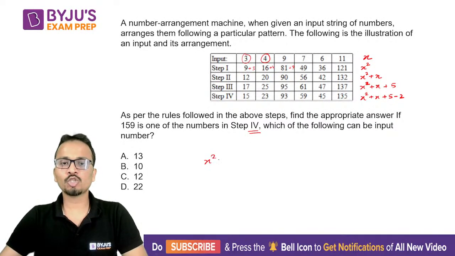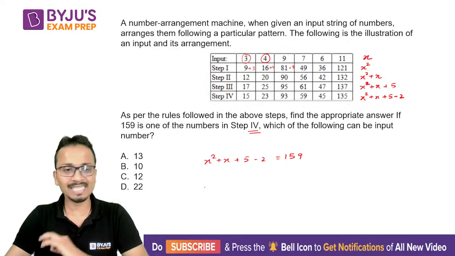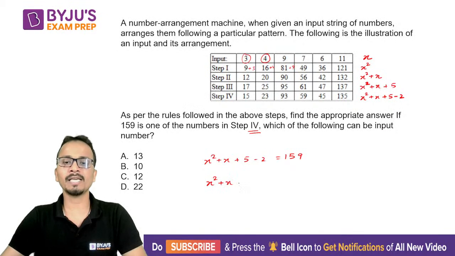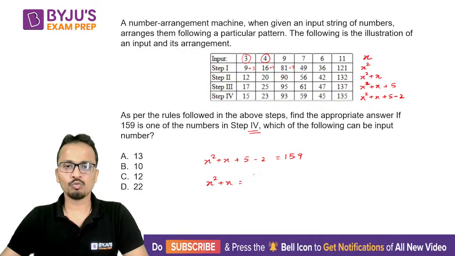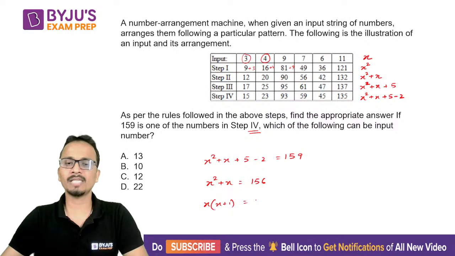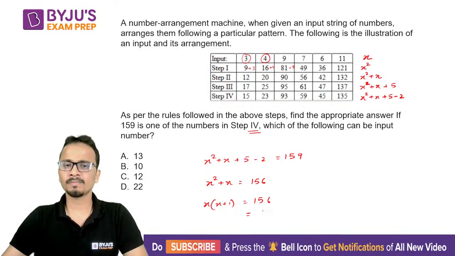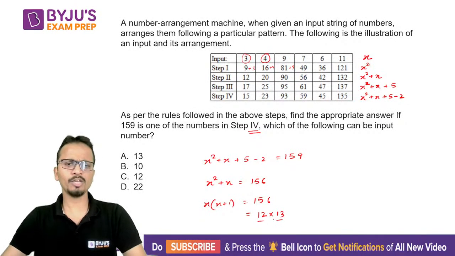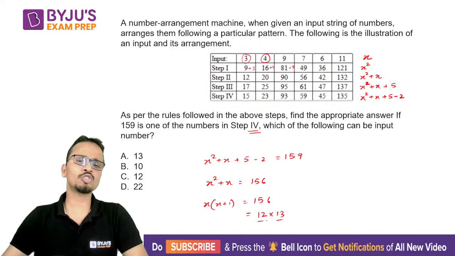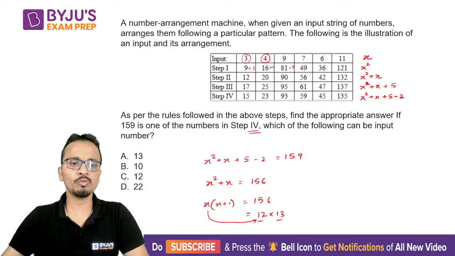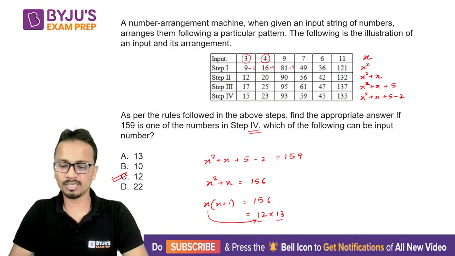So that means X square plus X plus 5 minus 2. This value is given as 159, and we'll have to find out the value of X. It is very simple. So from here, X square plus X is equal to 156. I can take X common and write it as X into X plus 1, that is 156. Now X into X plus 1 means the product of two consecutive numbers. I can write 156 as 12 into 13. Okay, with a little hit and trial, you will get your answer very easily. So 156 can be written as 12 into 13. So the corresponding value of X will be equal to 12, and the correct answer will be option C.